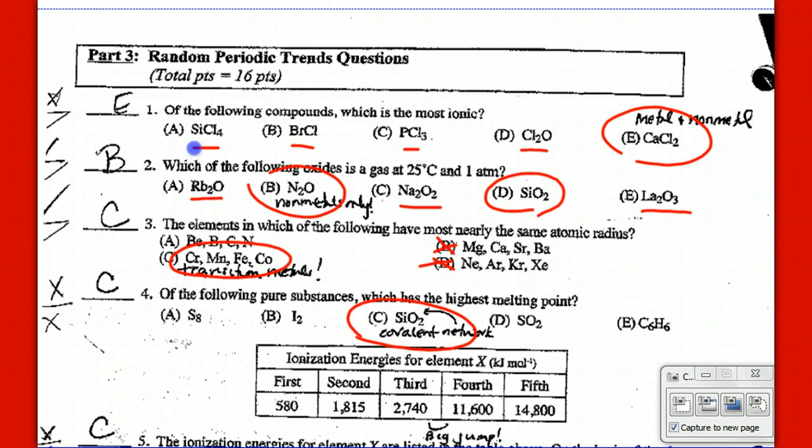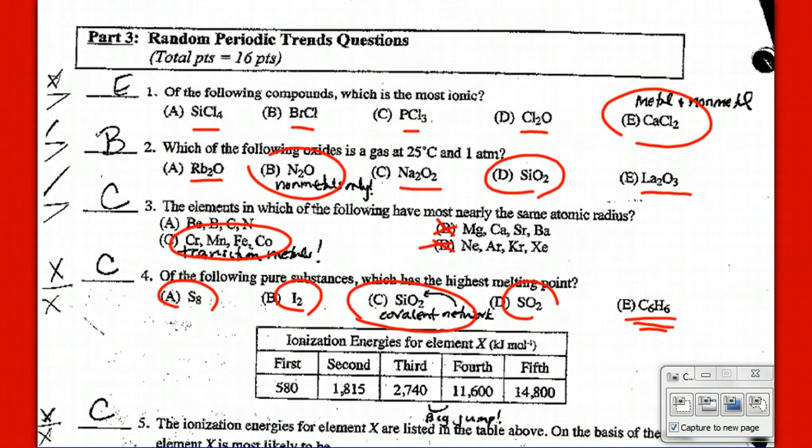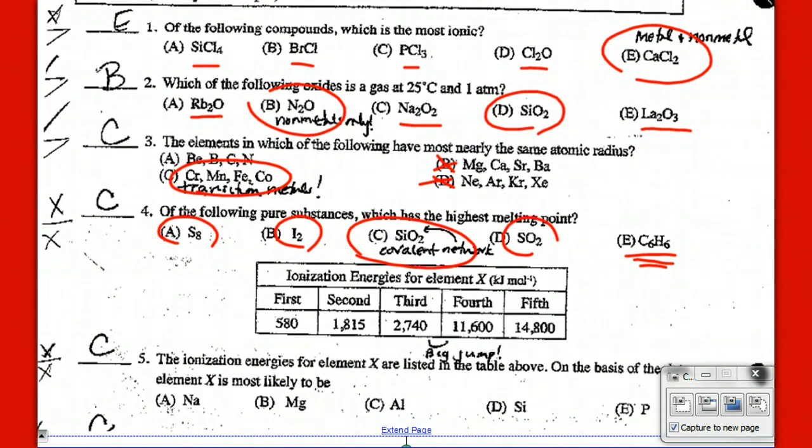Why do I know that's the answer? Well, this guy in letter E is nonpolar. It's nonpolar covalent. That's going to be held together only by London dispersion forces. Same with all of them. And then London dispersion forces would increase with the molecular weight, which would make iodine have a pretty high one, but you need to know silicon dioxide is a covalent network solid. All right, I think we have C on this one.